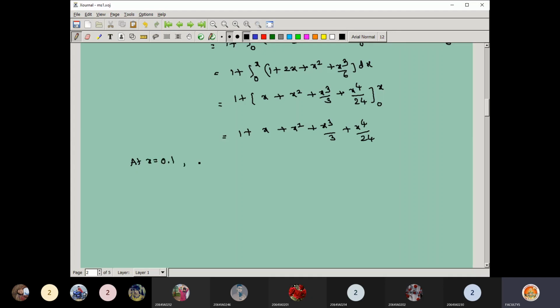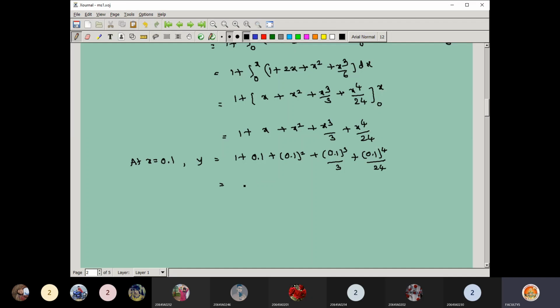So if I write x equal to 0.1, whatever the final answer you are getting there: 1 plus x, which is 0.1, plus 0.1 whole square plus 0.1 whole cube by 3 plus 0.1 whole power 4 divided by 24. So you can take your calculator and try to find the answer. Can you give us the answer for this?